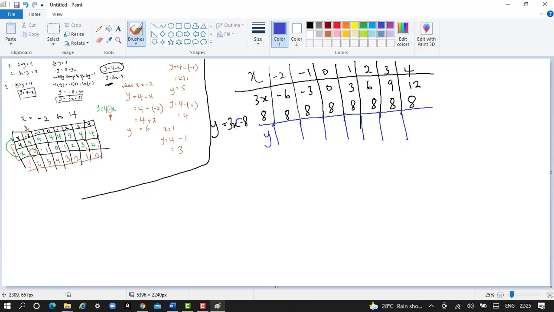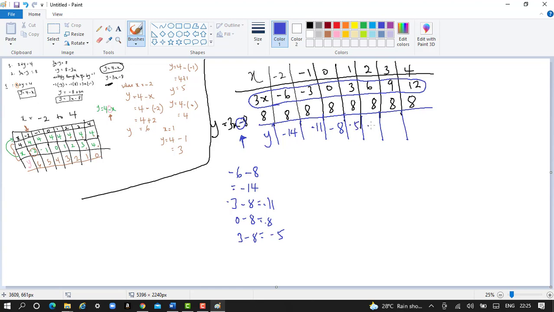So now we are going to use this operation sign here, which is the minus. You're going to subtract the 8 from the 3x, and the 3x values are what we have here. So in this case, the first one, we have -6, and you're supposed to subtract 8 from it. So you're going to get -14. Then we have -3, subtract 8 from it, you're going to get -11. We have 0, subtract 8, you're going to get -8. We have 3, subtracting 8, you are going to get -5. So 6 minus 8, you will get -2.